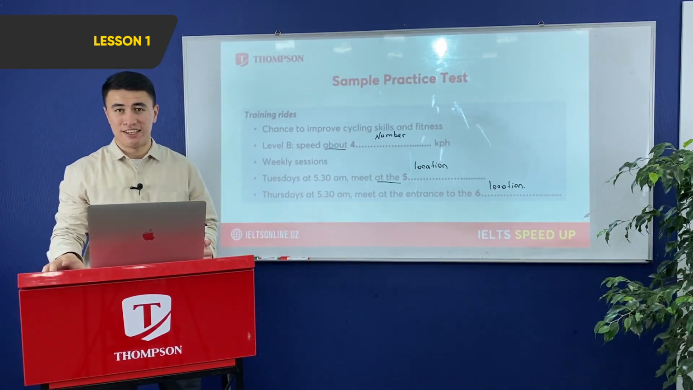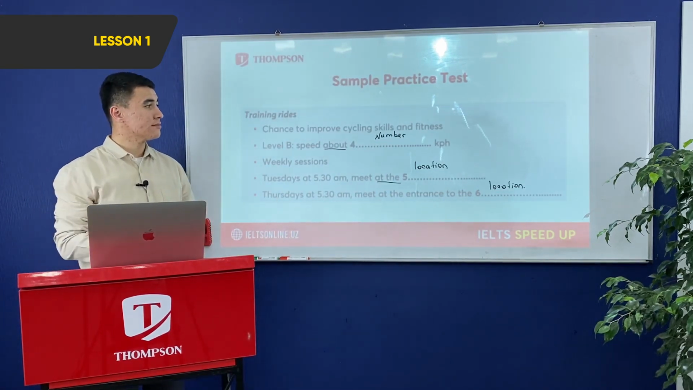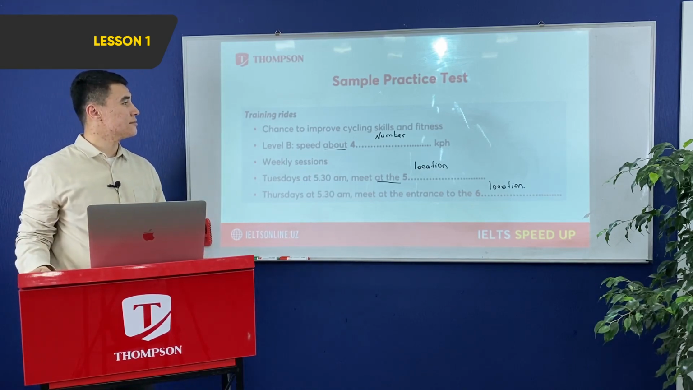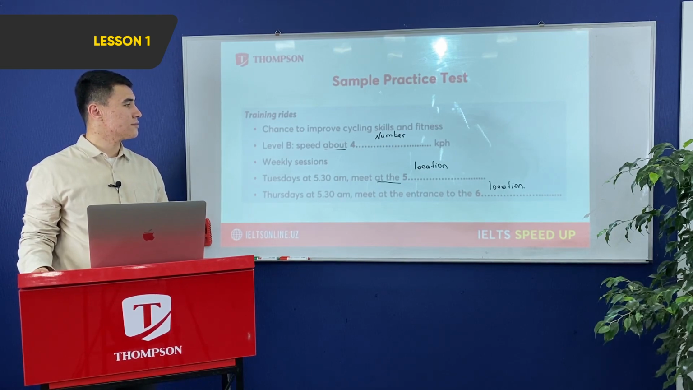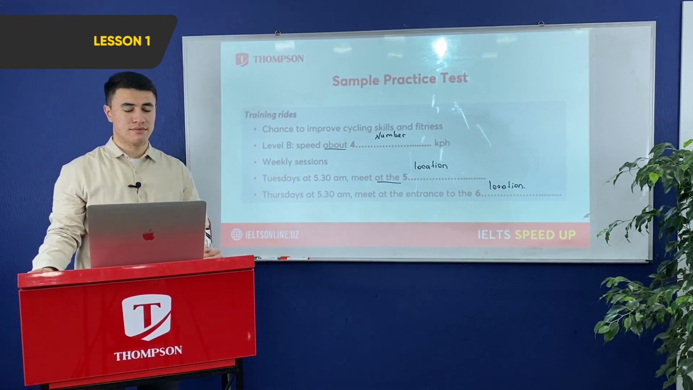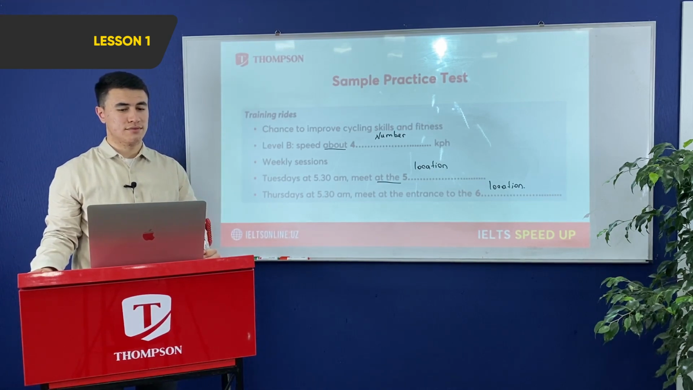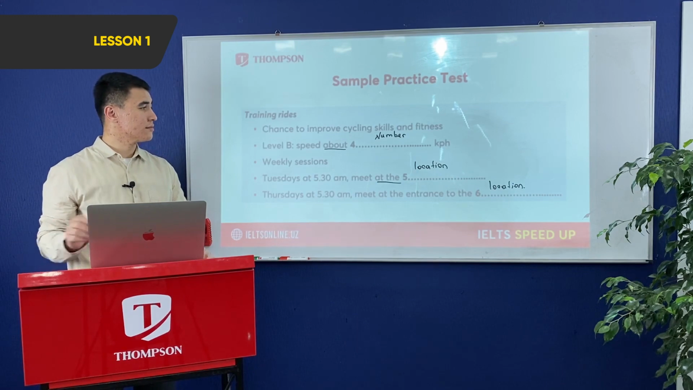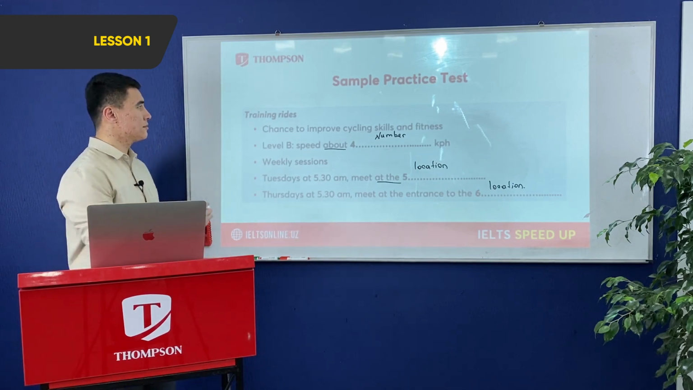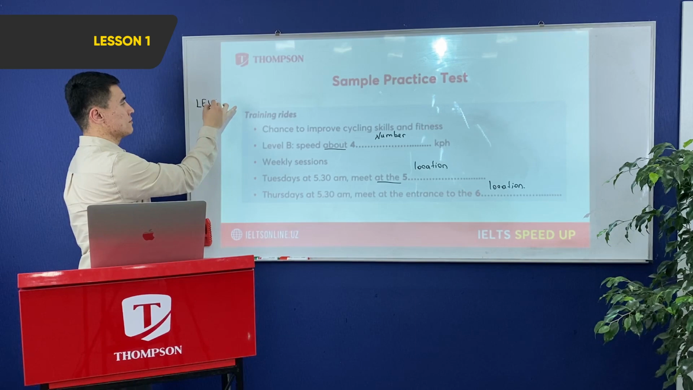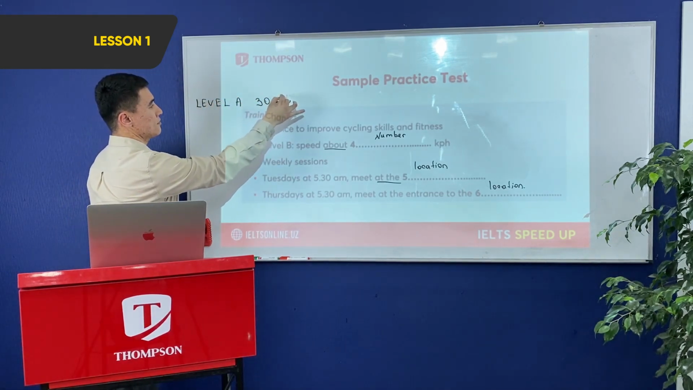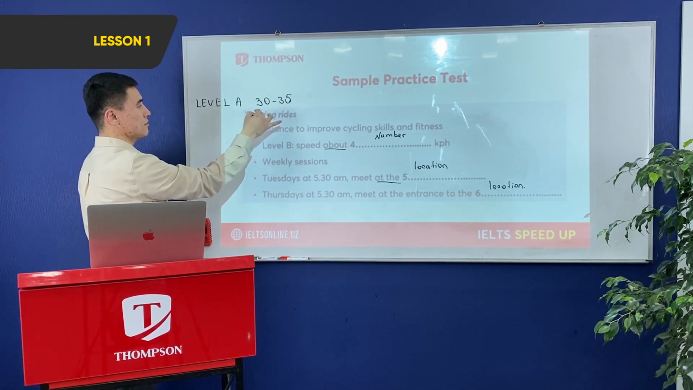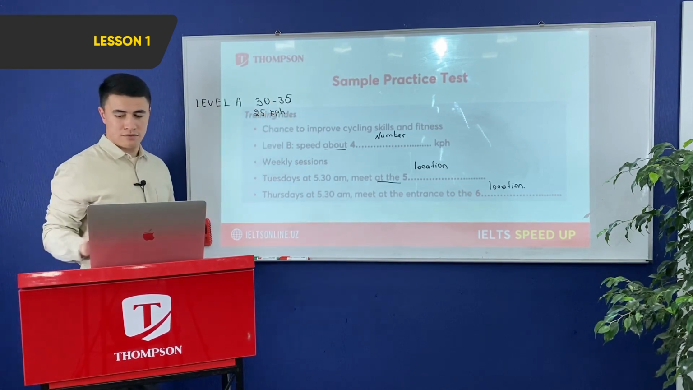So let's hear. Order on their website. Okay. Now, can you tell me a bit about the rides I can do? Sure. So we have training rides pretty well every morning, and they're a really good way of improving your cycling skills as well as your general level of fitness. But they're different levels. Level A is pretty fast. You're looking at about 30 or 35 kilometres an hour. If you can do about 25 kilometres an hour, you'd probably be level B.